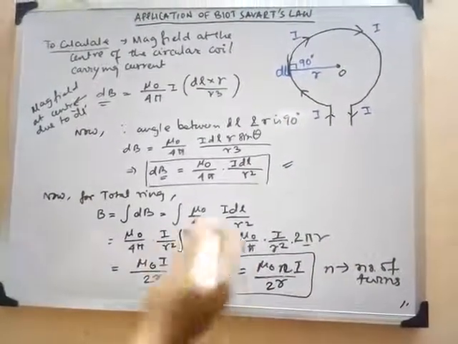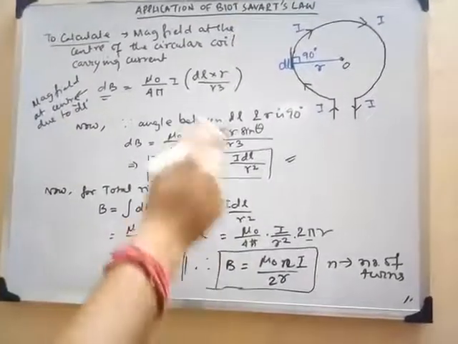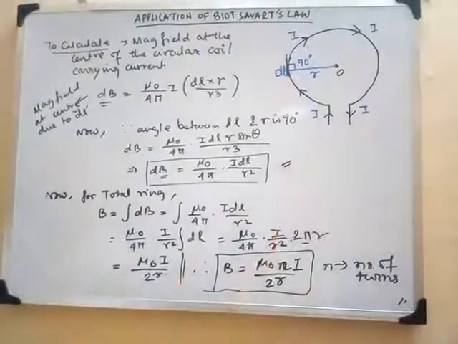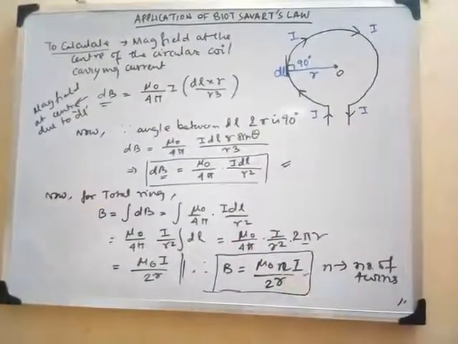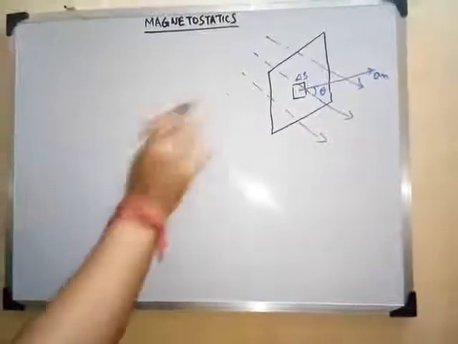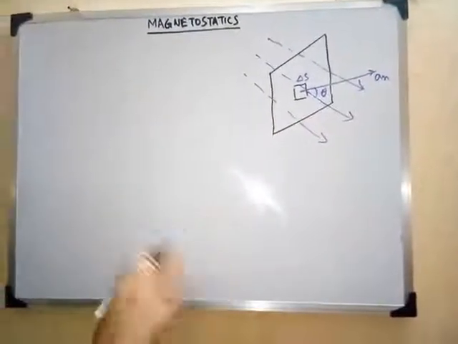So this is the final expression of the magnetic field at the center of the circular coil carrying some amount of current, which is I. We come to our discussion related to magnetic flux. I have drawn a figure for you, so I'll explain it later.